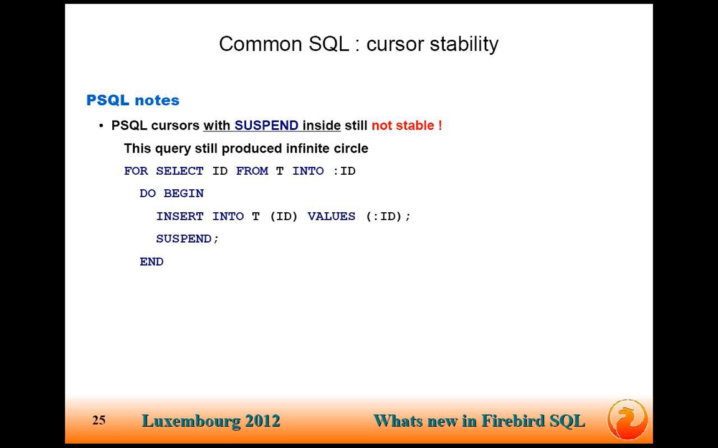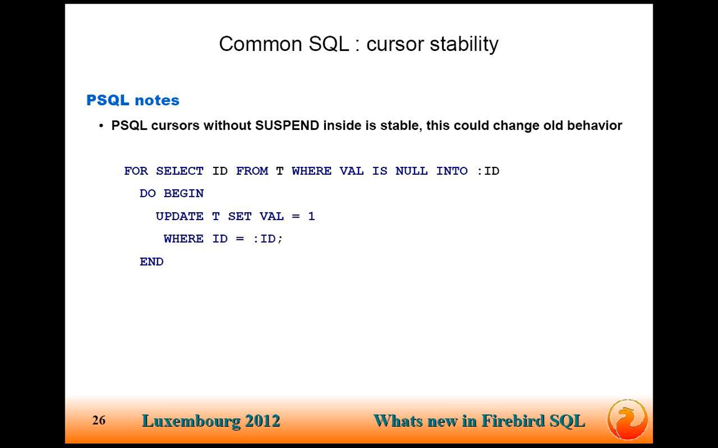So if you have similar code, please revisit it and try to avoid it as much as possible. It's anyway not good code. Also, there could be changes in old behavior because this statement, which has no suspend, has a stable cursor in the for select statement, and if you expect that you update something and it will be read again and you update it again, it will not work now.